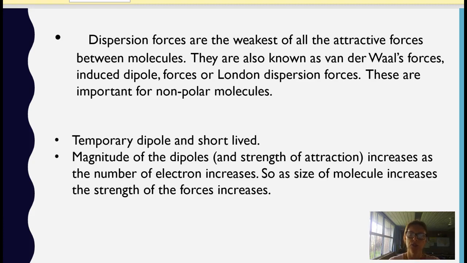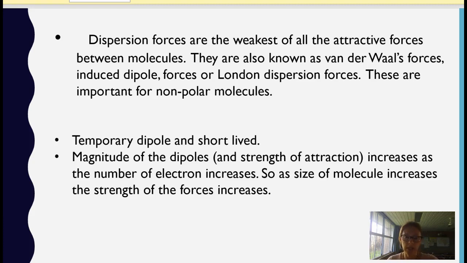Now, these dispersion forces can be heard under a variety of different names, and different textbooks will call them different things, different internet sites and so forth. So it's important that you're aware that they may come under different names. They can also be called van der Waals forces. It can be called an induced dipole, where it induces a dipole in another neighbouring molecule. They can sometimes be called London dispersion forces. They're all names for the same type of force.